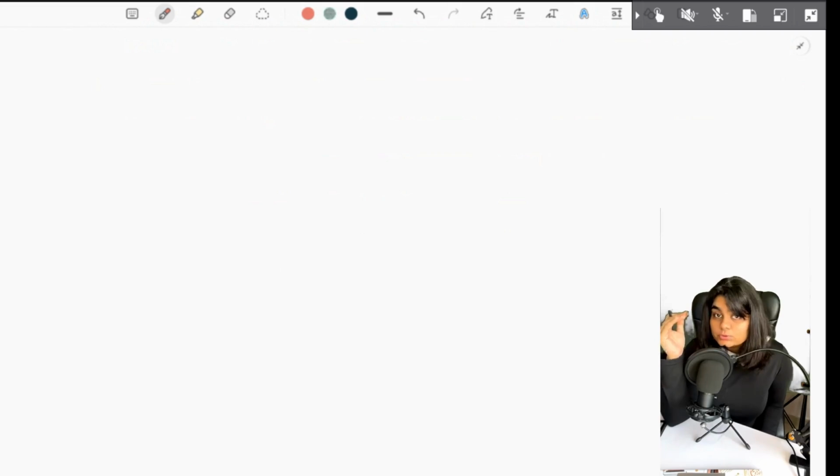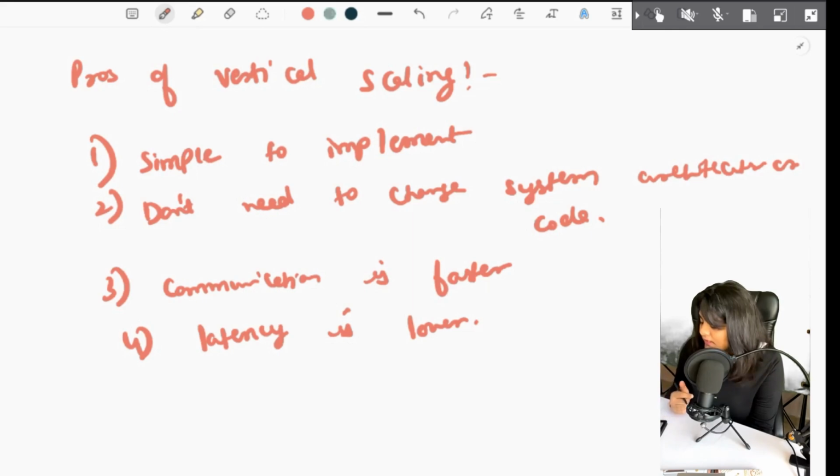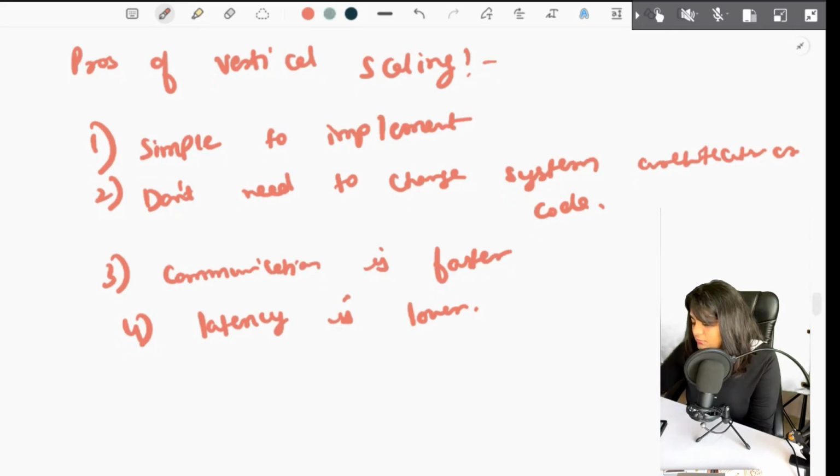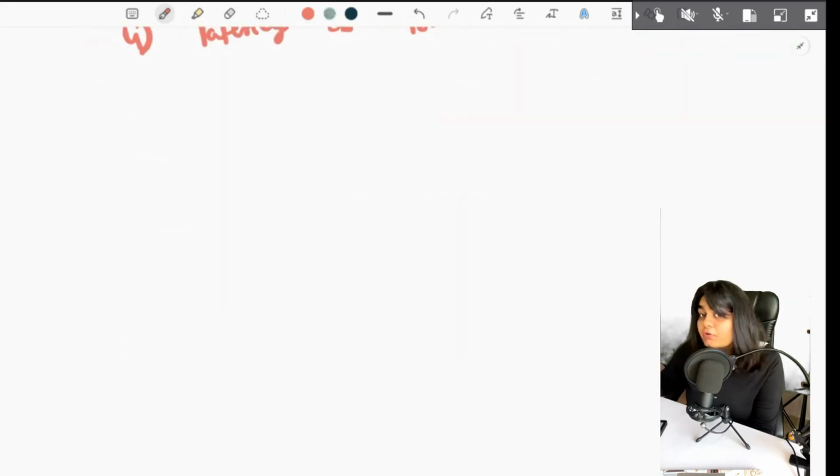So what is the conclusion? The pros of using vertical scaling are: vertical scaling is pretty simple to implement. You don't need to change the system architecture or the code. Since everything runs on a single machine, communication within the server is faster and the latency is lower. So you can take a screenshot of this. I have written all the 4 points and let's move forward to the cons of vertical scaling.